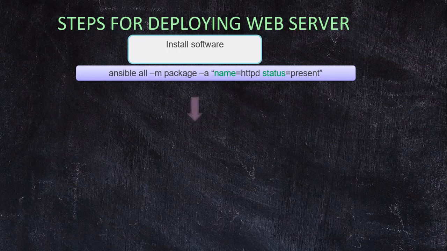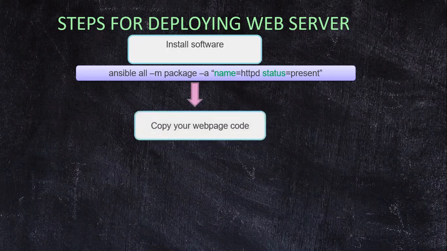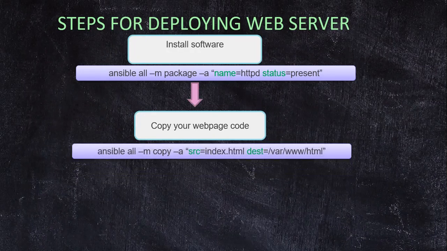After installing the software, I'm going to move on to the next step, which is copying the code. For this, again, I'm going to build up an ad hoc command, which is ansible all -m. Then the module which I'm going to use is copy, and the attributes are source, the index.html, and destination, which is the path. I know on my web server, the main path where the code is to be stored is /var/www/html. So this will be my destination.